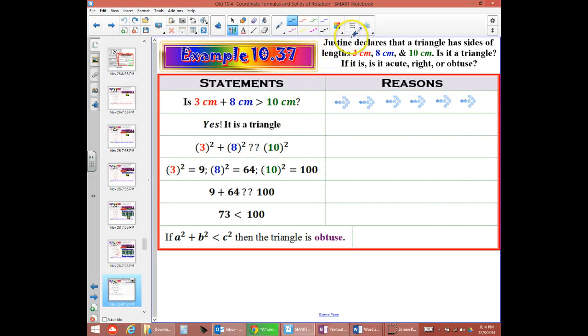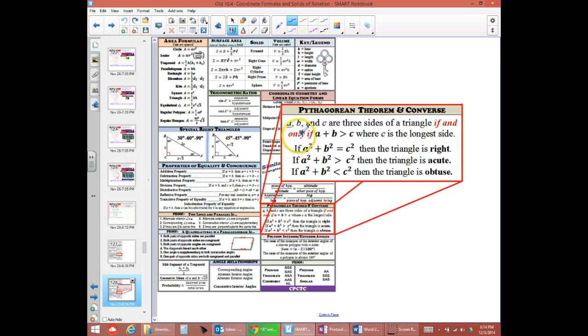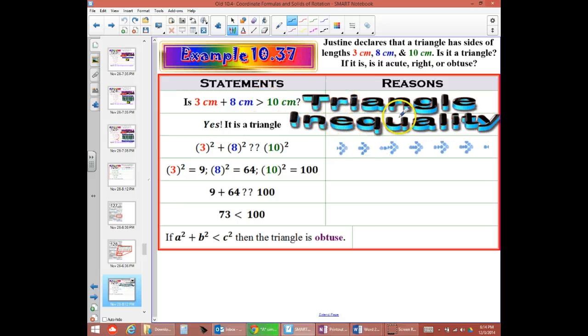10.37. Justin declares that a triangle has sides of lengths 3, 8, and 10. Is it a triangle? Okay, first, guess, is it a triangle? We have to use the triangle portion, or the Pythagorean theorem and converse, right here off of our cheat sheet. It's only a triangle if A and B are bigger than C, where C is the longest side. So let's go ahead and focus on that for the first part. We've got triangle inequality is our reason for why it is a triangle, because 3 plus 8, well, that's 11. 11 is obviously bigger than 10. So yes, it is a triangle because A plus B is bigger than C.